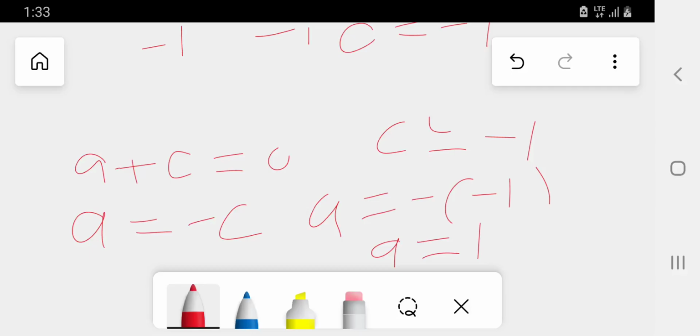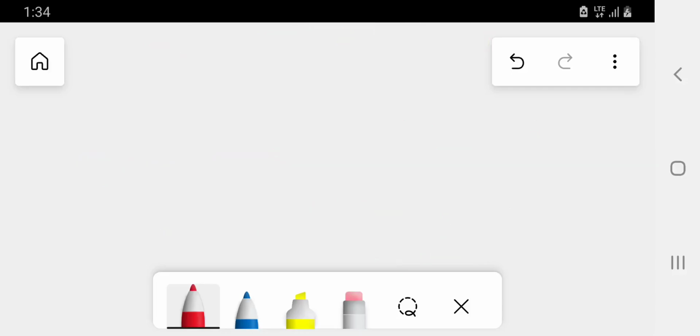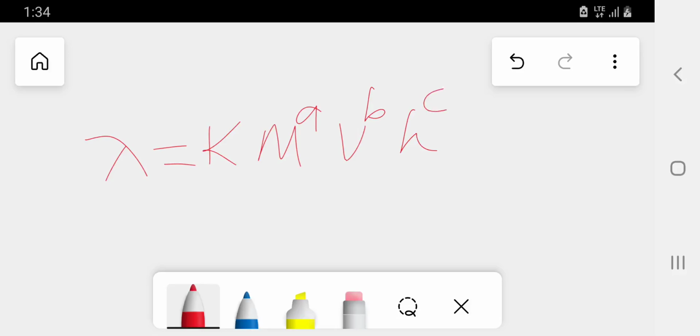Yeah, so we're going to substitute now back to the question. From the relationship made so far, we're going to substitute wavelength being equal to the constant, mass raised to the power a, velocity raised to the power b, and Planck's constant raised to the power c. So here we're going to substitute now the values that we found. For mass, a is raised to the power -1, and velocity raised to the power b is raised to the power -1 as well, and then the value of c is +1.